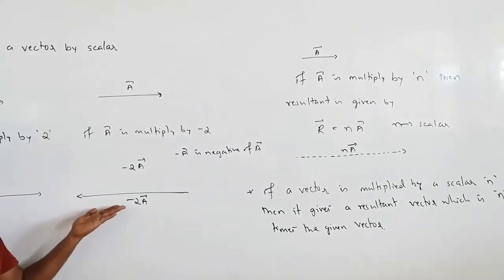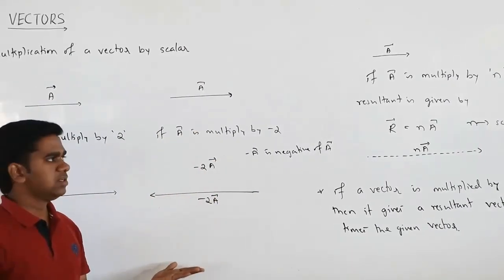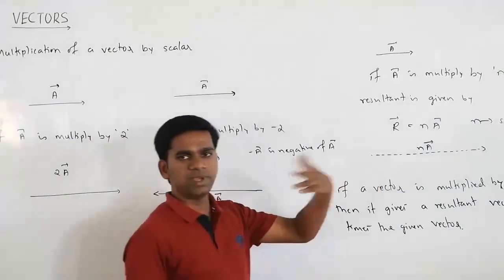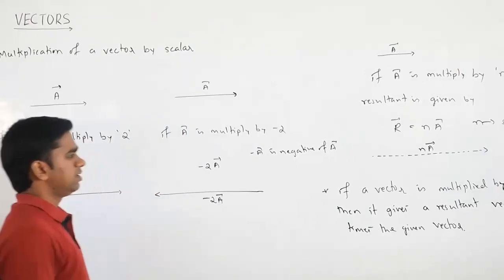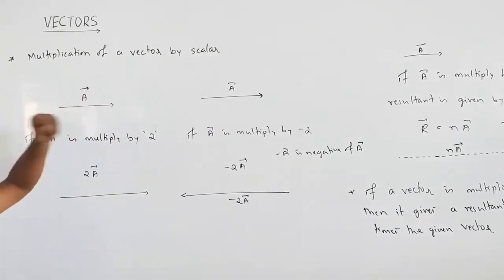If it is multiplied by minus 2, so what will happen? The direction will get changed. So what finally will we get? We'll get n into a. That is the multiplication of a vector by a scalar.